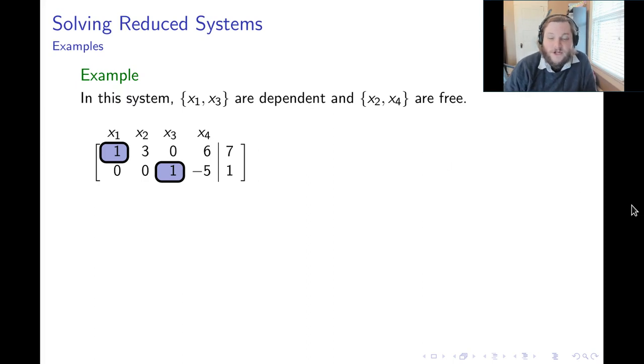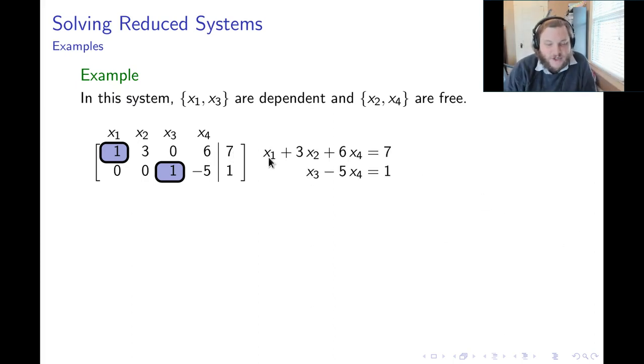So what are the equations that we're communicating here? Well, the first row of this augmented matrix has a coefficient for x1 equal to 1, a coefficient for x2 equal to 3, a coefficient for x3 equal to 0, a coefficient for x4 equal to 6, and after the augmentation, we have a 7. So the first equation here is x1 + 3x2 + 6x4 = 7. So we don't have x3 represented here because its coefficient is 0. The second equation is x3 - 5x4 = 1.